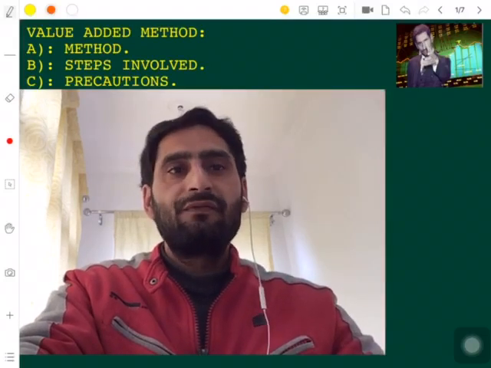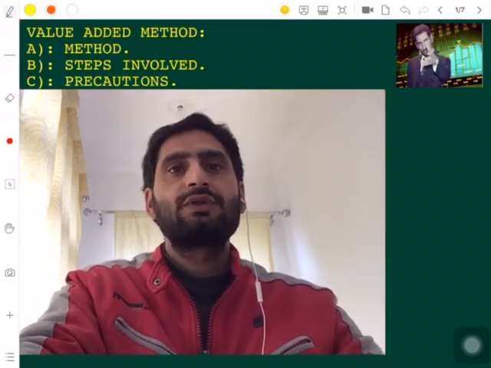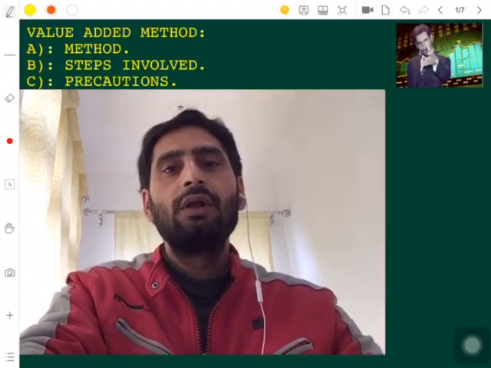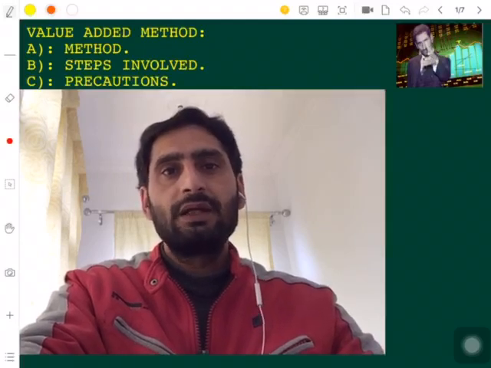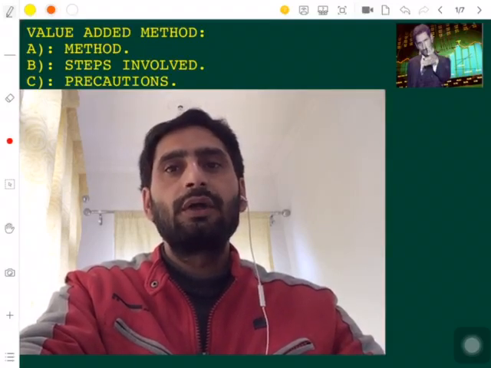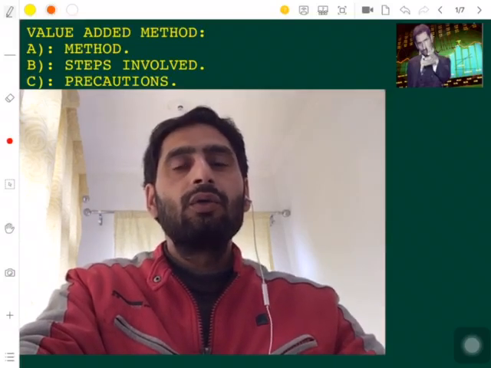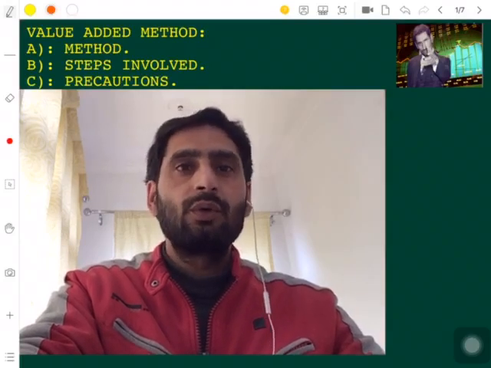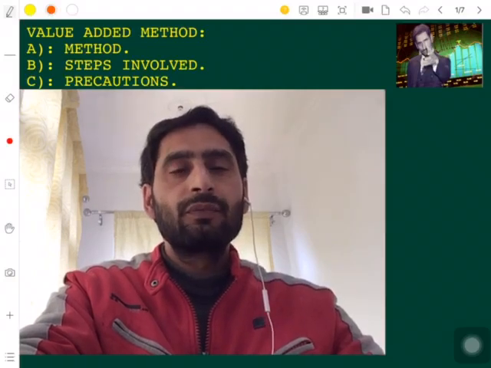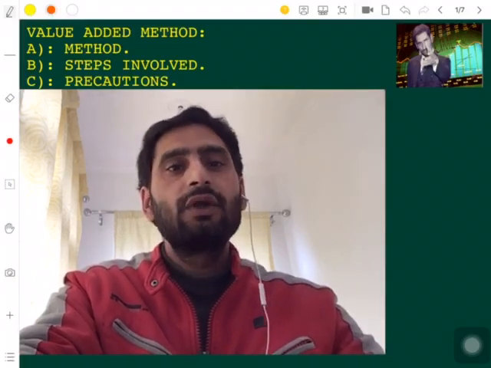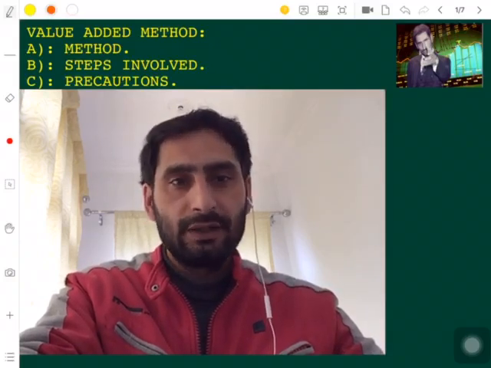We will have to do everything in three steps. First, we will look into what the method in itself is. Second, what are the steps involved in performing this particular method? And third, what are the precautions we have to take care of? Then we will do a few numericals, and those numericals will make you understand how actually this method is applied.